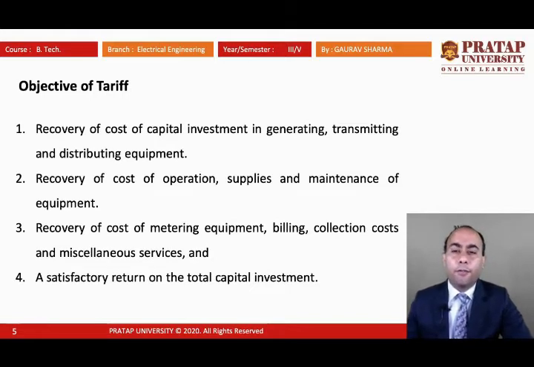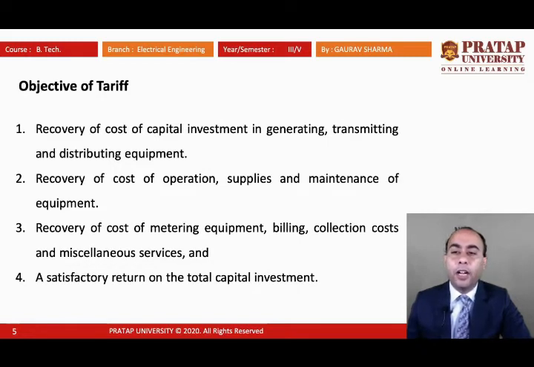So whatever we are investing at the time of generating electricity, transmitting electricity and distributing electricity, we have equipment also at various points, like we have a tower, we have a conductor, we have an insulator. At the generating station we have each and every equipment that is installed, including at the distributing end we have a pole, insulator, etc., including manpower also. So for this purpose also this cost has to be recovered by applying the tariff. So it has a main objective.